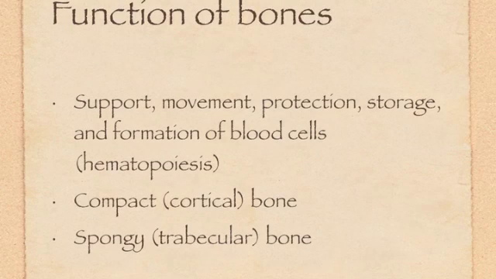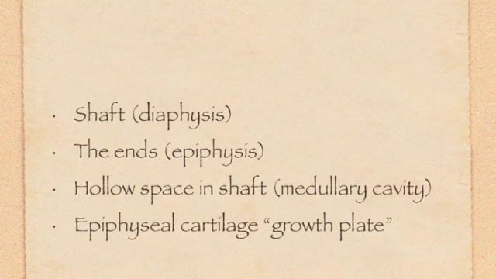Right, so we're going to finish off with the bone function of bones. Bones support and maintain our upright body. They protect our organs, like the ribs protect our heart and lungs. Our vertebrae protect our spinal cord. And the bones are made up of either compact bone or spongy bone, and they each have a different arrangement in the bones.